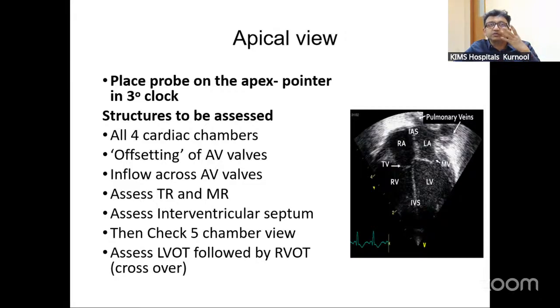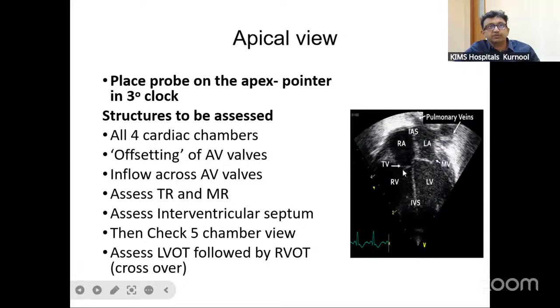The adult cardiologists generally do an inverted heart in the four-chamber view, but we prefer to do it in the normal anatomical position. So the probe is placed in the 3 o'clock position, and this is what you will see when the probe is kept exactly over the apex. And this is where our probe pointer is. Here, first get an idea of how the four chambers are. So this is the LA, this is the LV, RA, RV, and the two AV valves, right? The mitral valve and the tricuspid valve.